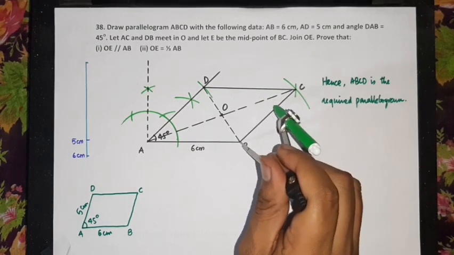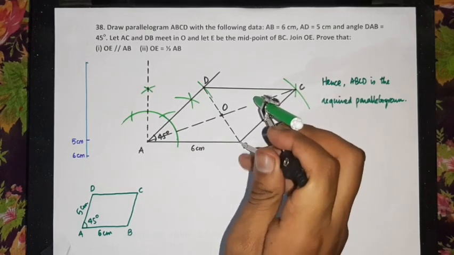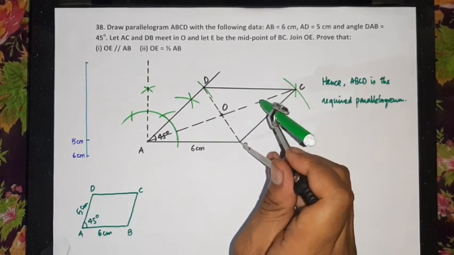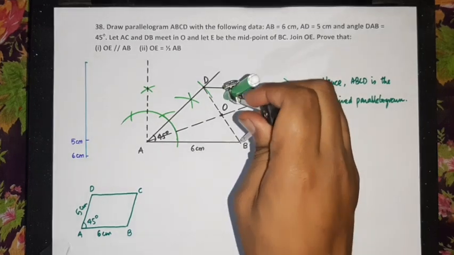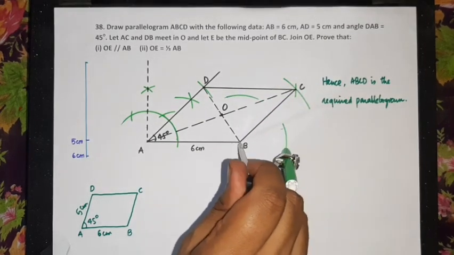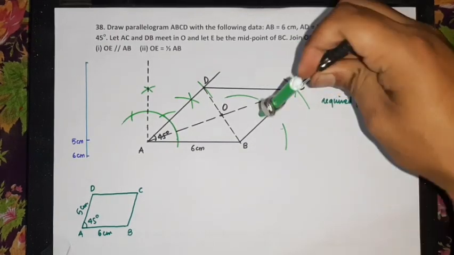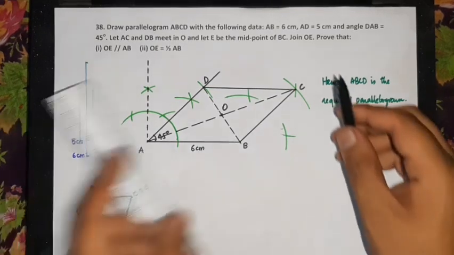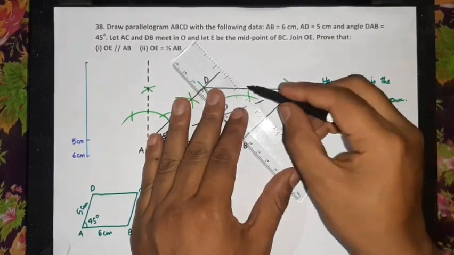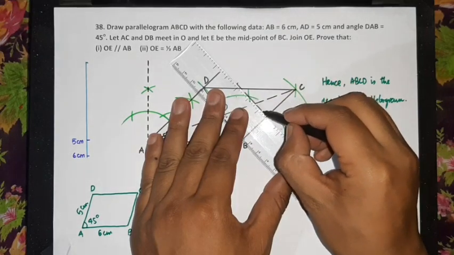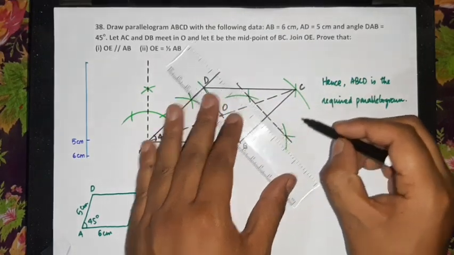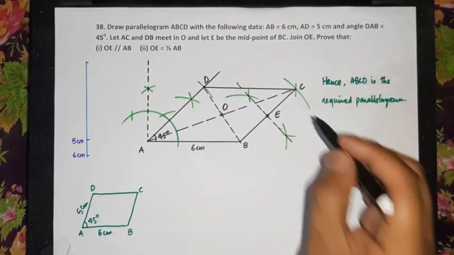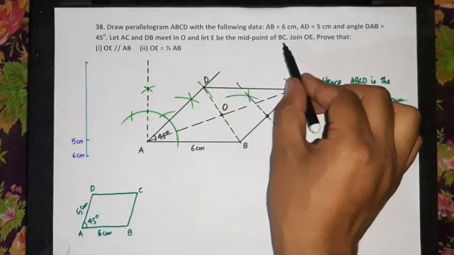To construct the midpoint, we will take the perpendicular bisector. You know how to draw a perpendicular bisector. So we'll take the radius slightly greater than half, and we'll draw an arc this way. From here also we'll do the same. Okay, and we will join it. So this is my midpoint of BC and we call it E. So the midpoint of BC is E.